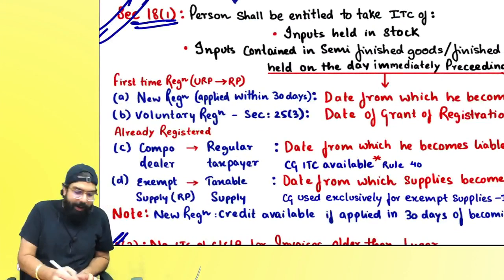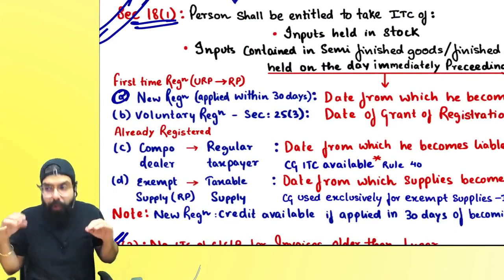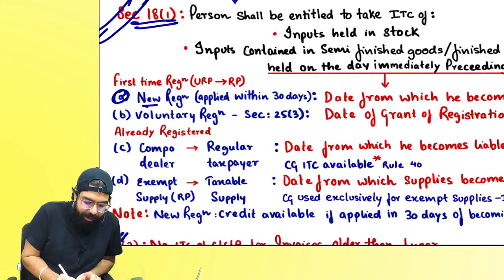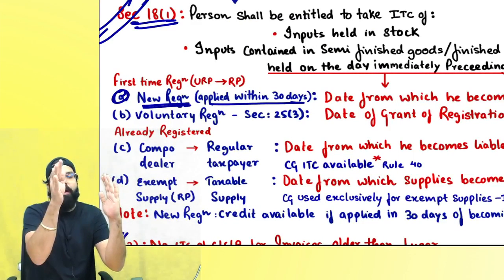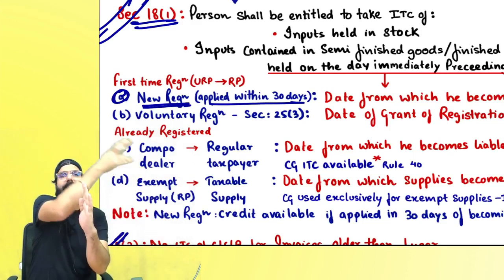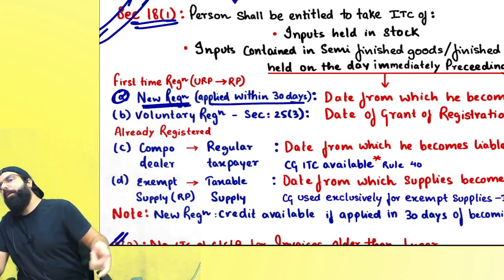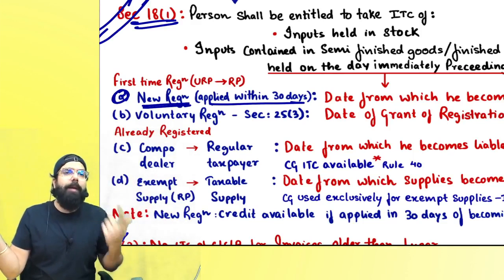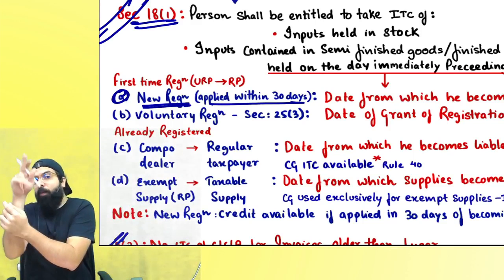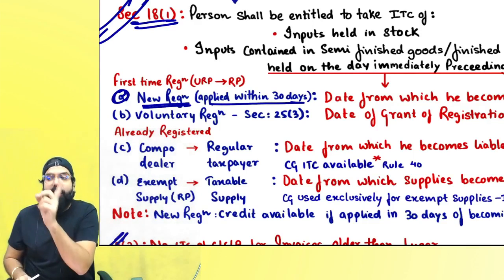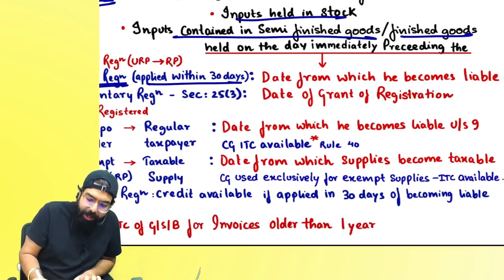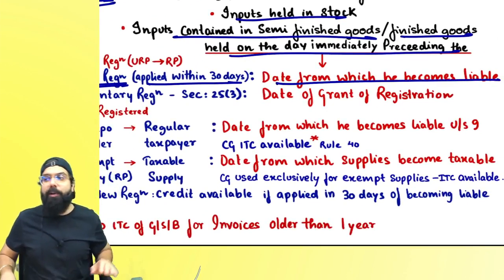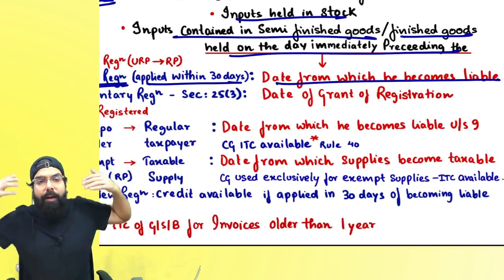Section number 18.1a says if you are taking new registration, basically once you become liable you should apply within 30 days. If you have applied within 30 days and registration is granted, it is effective from the date of you becoming liable. So once you become liable, 1 day prior, whatever input is there in your stock, input is there in your semi-finished goods, input is there in your finished goods, you will be eligible to take the credit.